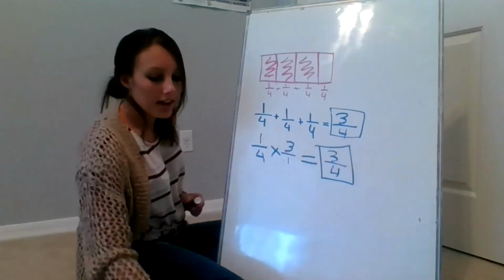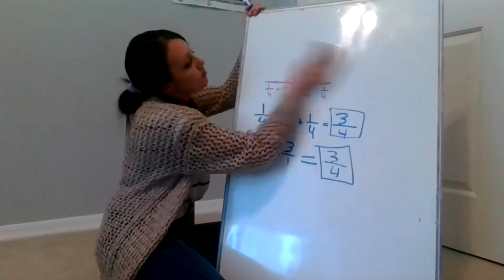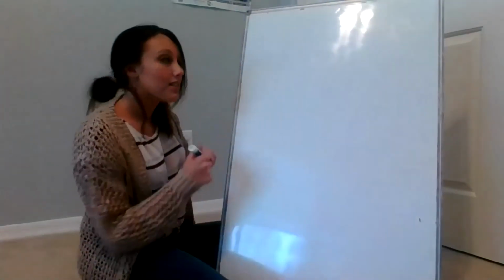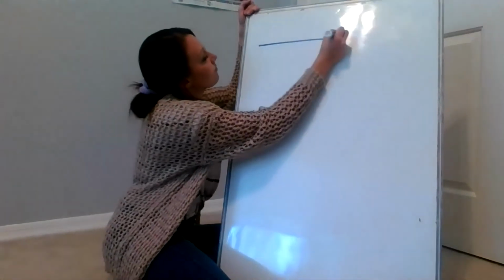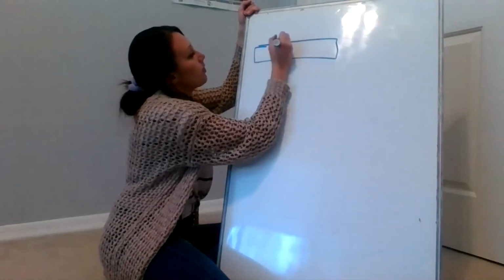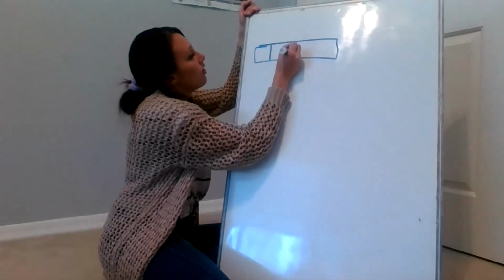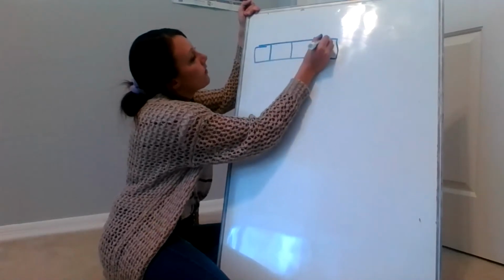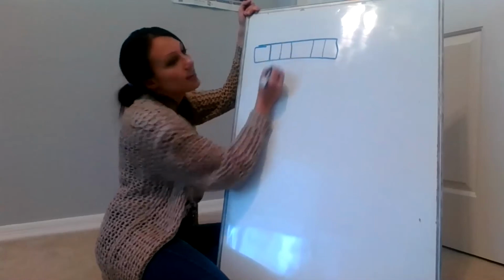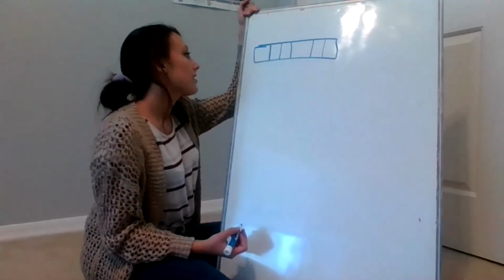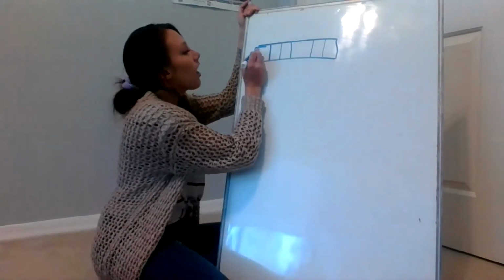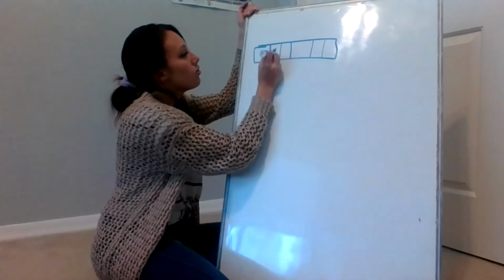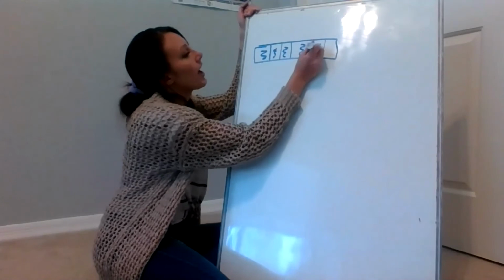Now what if we had a bar diagram? Let's just do this real quick, where we divided it into 6ths. So I'm going to draw it out. We're going to have 1, 2, 3, 4, 5, 6 sections. So we have 6ths. What if I decided to shade in 5 of these? So I have 1, 2, 3, 4, 5.